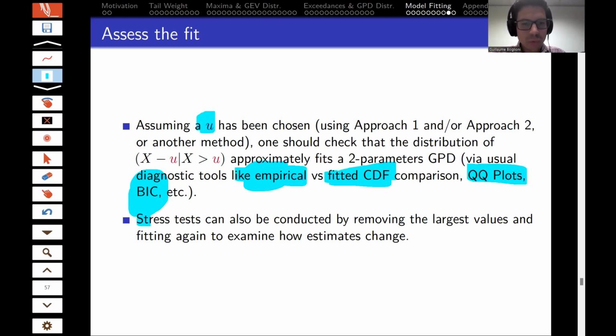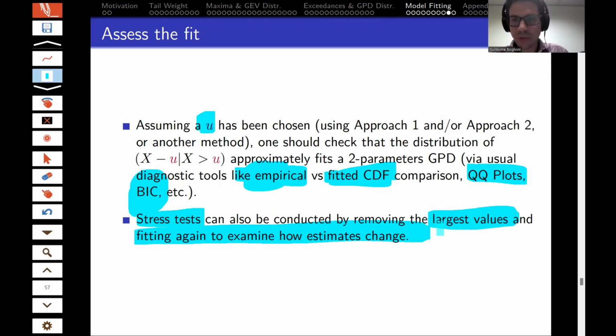Okay, and you can do what we call stress tests. So do everything again, but you remove the largest values and see if the fitting yields similar values. Because of course the largest values are the more extreme, so the more likely to influence your model. But if you remove 1 or 2 of the biggest data points and your fit is still the same, meaning it yields a similar Xi, then it's a good sign.